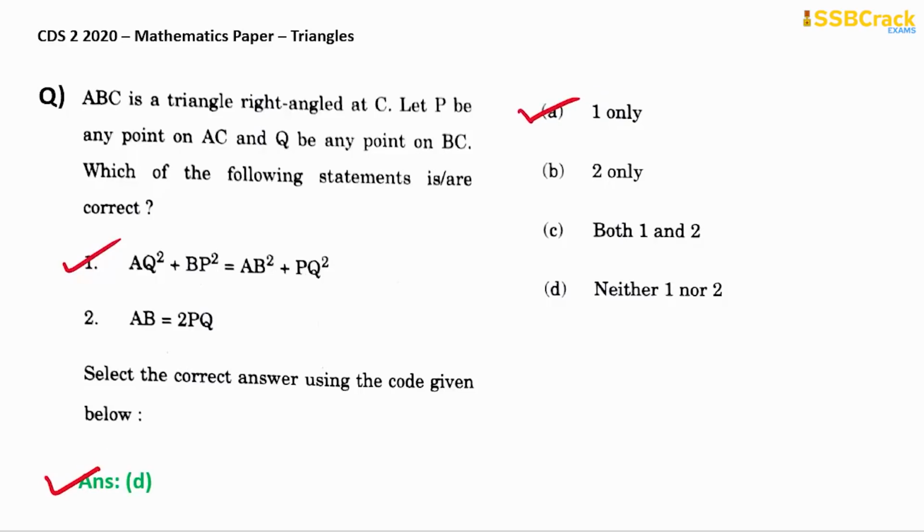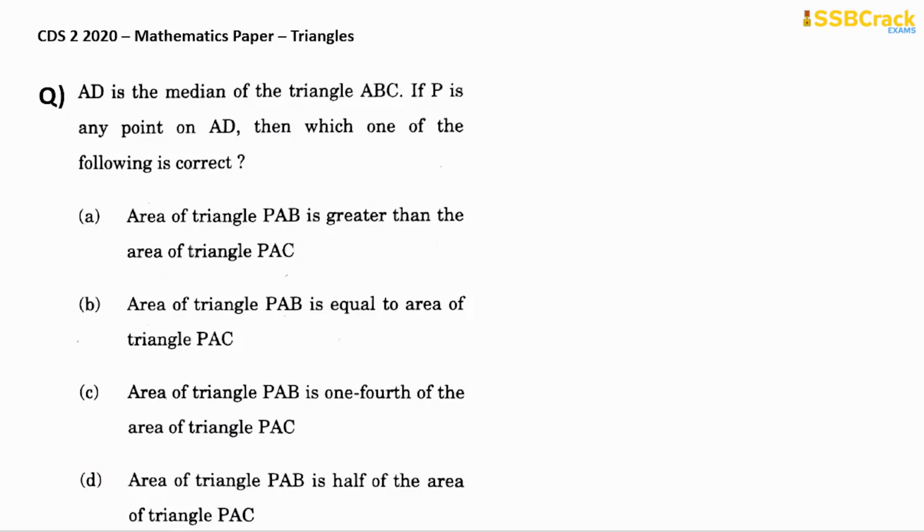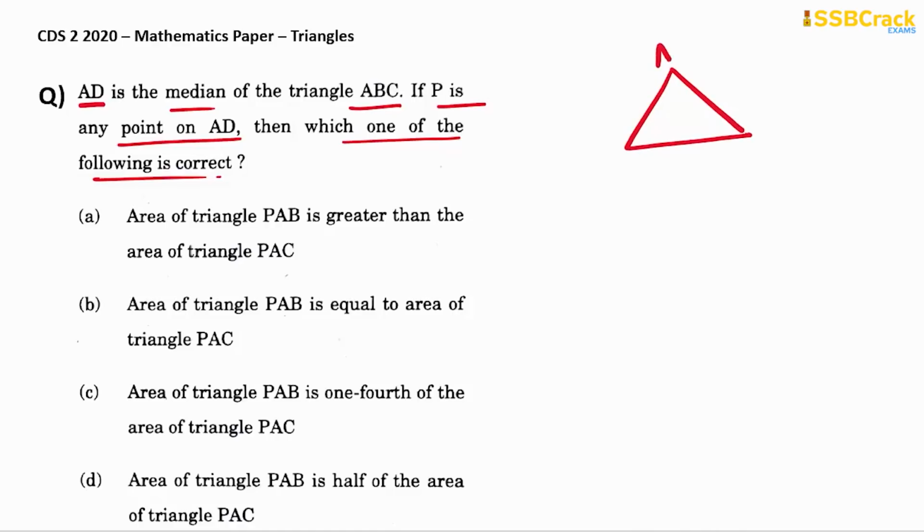Alright, let's come on to the next question based on the triangle. In this question, we have AD, which is a median of the triangle ABC. If P is any point on AD, which one of the following is correct? So we have to determine that. For that, let's first visualize the triangle and the median in that triangle. We name this triangle ABC, and AD is the median, so D is the midpoint of side BC.